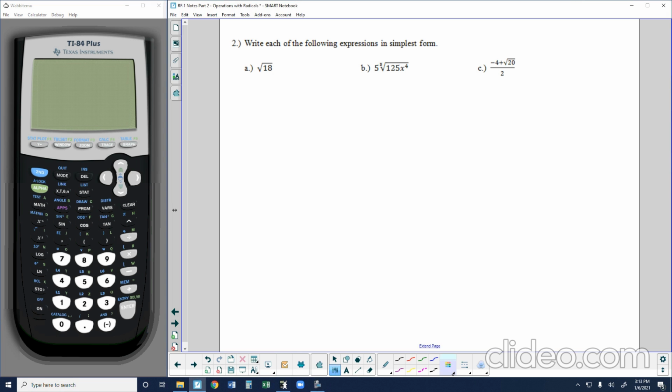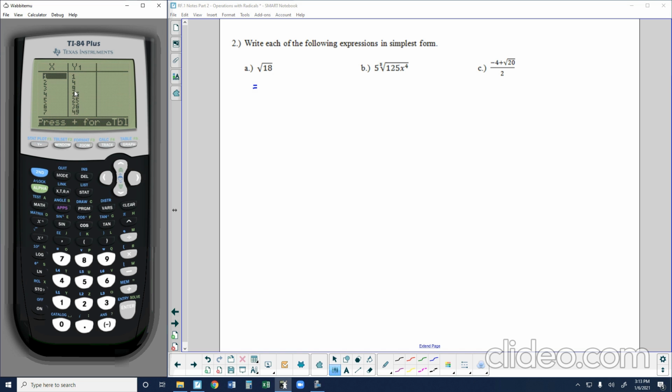These are problems similar to what we saw in number 1. In problem 2A, all we need to do is find the square root of 18. You can realize that maybe 18 is not a perfect square. If you need to determine that in the calculator, you could go under y equals and look for x to the 2nd power and see if that is in the y column.